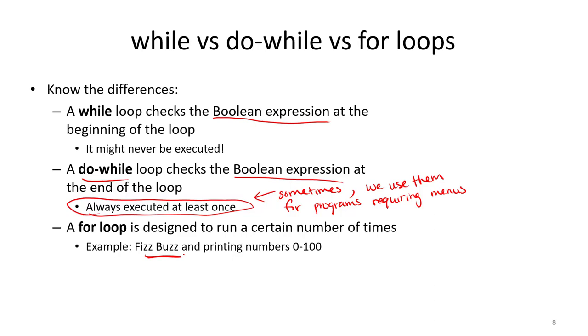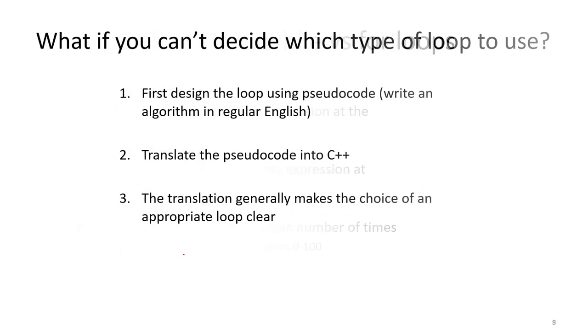So a common question comes up when we start coding with loops. What should you do if you can't decide what type of loop you need? Your first recommendation is to design that loop using pseudocode.